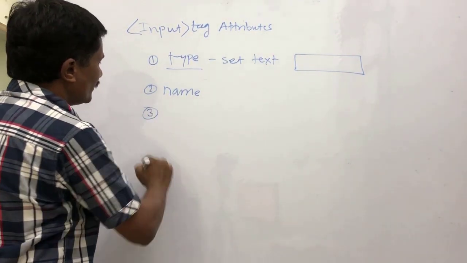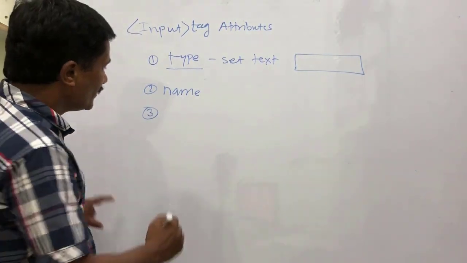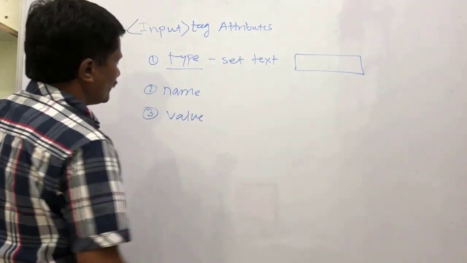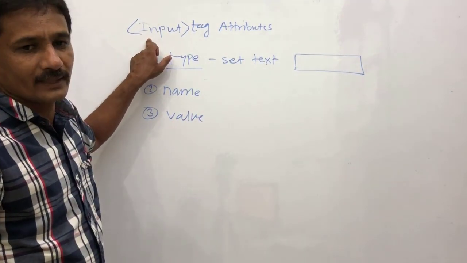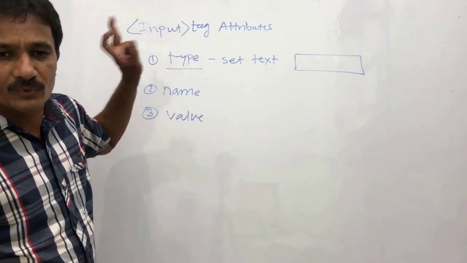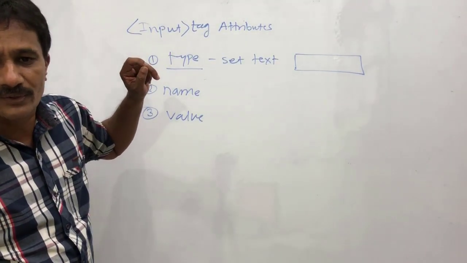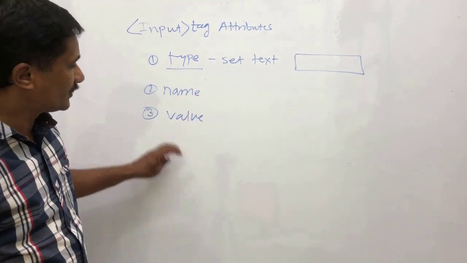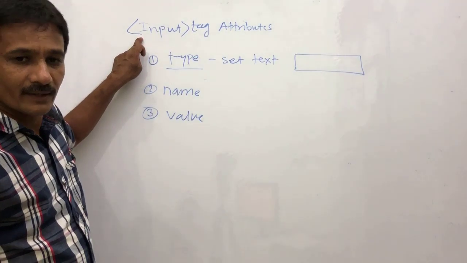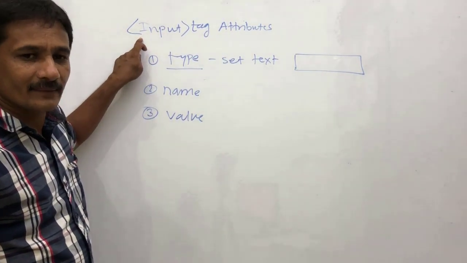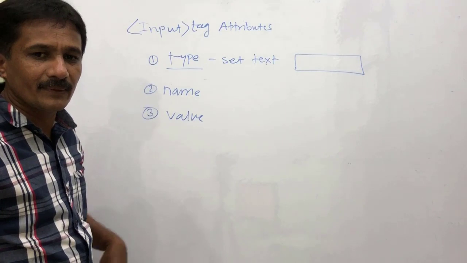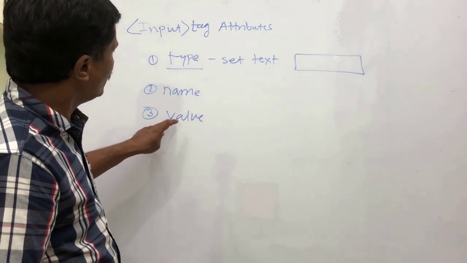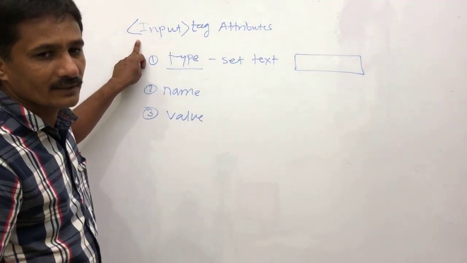And the third attribute is value. Value is the attribute of the input tag. This can be used to provide the initial value inside the control. Value is the attribute of the input tag. This can be used to provide an initial or by default value of the input control.